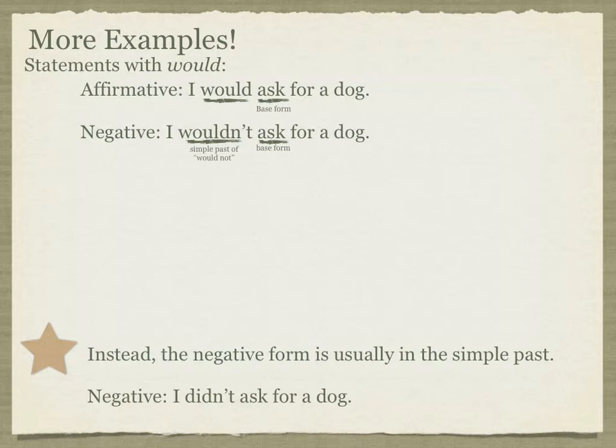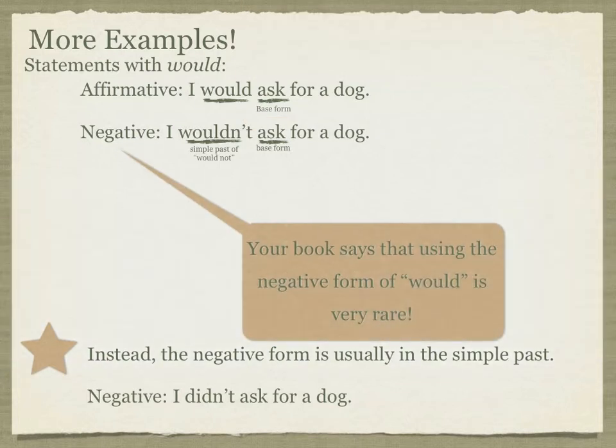More examples. So these are statements with would. Affirmative statement is, I would ask for a dog. A negative is, I wouldn't ask for a dog. Again, your book says that using the negative form of would is very rare. So instead, the negative form is usually in the simple past. So instead of saying, I wouldn't ask for a dog, you can say, I didn't ask for a dog. It means the same thing.